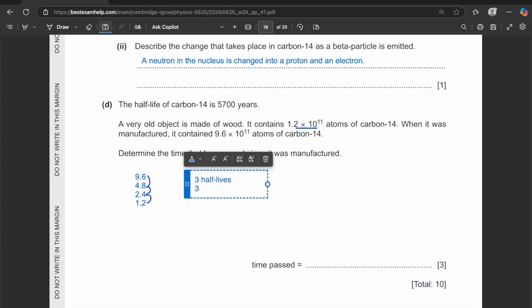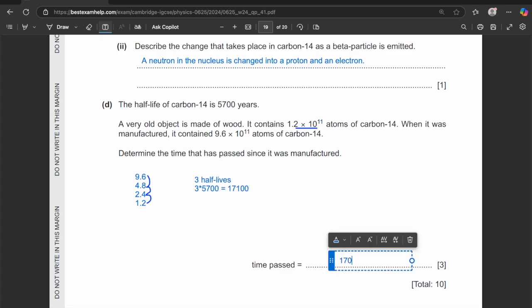So you can say that it has 3 half-lives. And for the time, you can just multiply 3 into 5,700, which is 17,100. So it's about 17,000 years.